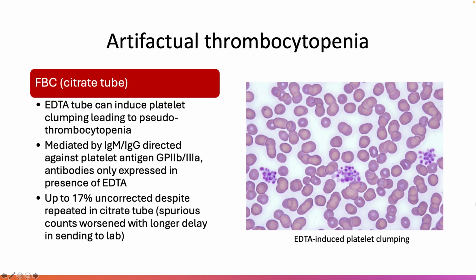So artificial thrombocytopenia is a condition that usually happens because of the EDTA tube, because of an antibody directed against the platelet antigen, glycoprotein 2B and 3A. This antibody is generally only expressed in the presence of EDTA. However, bear in mind that up to 17%, even if you repeat the FBC in a citrate bottle, it may be uncorrected. One of the reasons is the longer delay in sending the sample to the lab. This is how it looks when there is platelet clumping under the PBF.